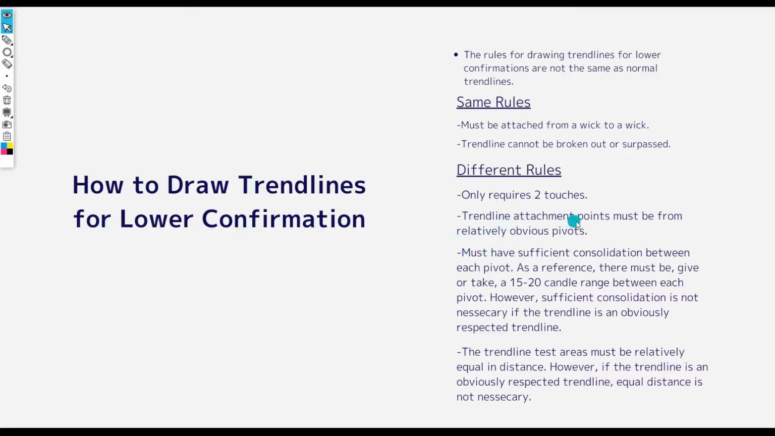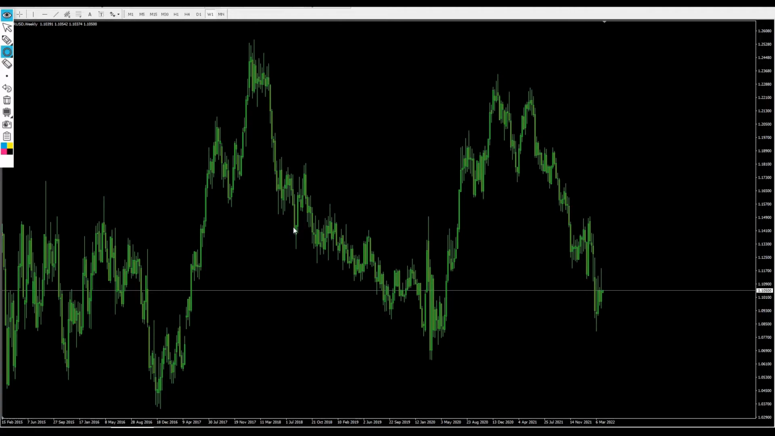Trend line attachment points must be from relatively obvious pivots. What I mean by relatively obvious pivots are points in price where price obviously changed direction. So at this point, price obviously changed direction from down to up. Moreover, right here, price obviously changed direction from up to down. And this part also, and right here, or even right here, and here, and so on. The trend lines must be attached to these types of obvious pivots.